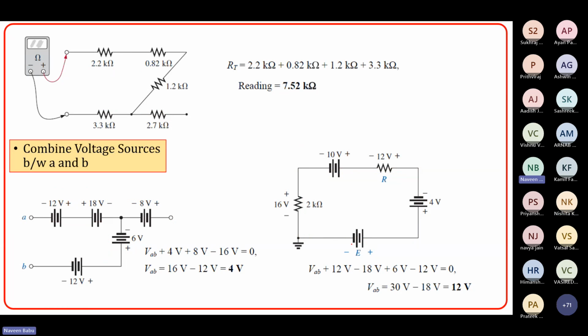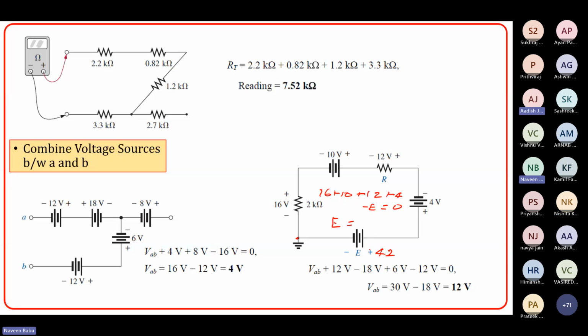Okay, so now let's do this. Starting from this particular point, we travel around this particular loop. So it is plus 16, plus 16, plus 10, plus 12, plus 4, minus E equal to 0. Which means E will be equal to, so how much? 16 plus 10 is 26, 26 plus 16 is 42, so 42 will be the voltage across this particular E.